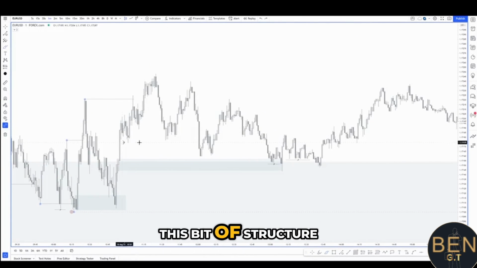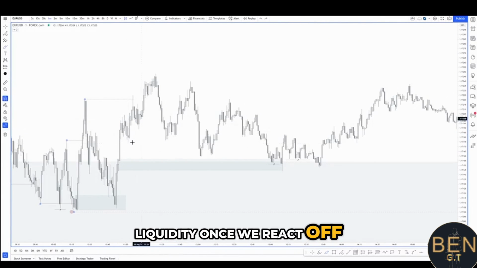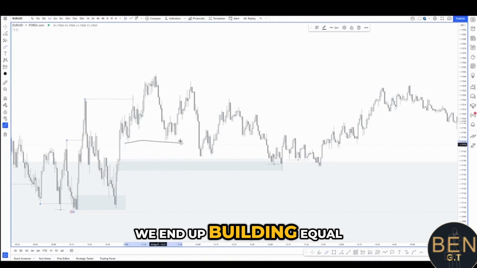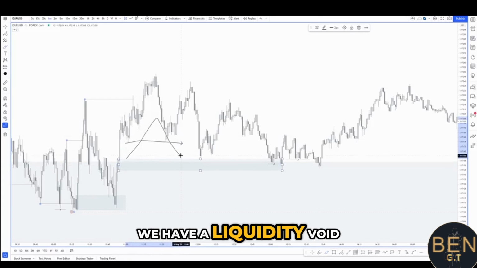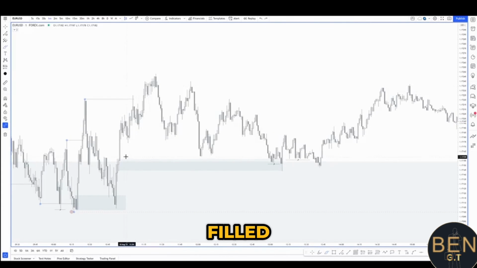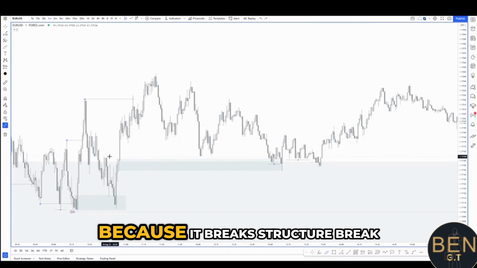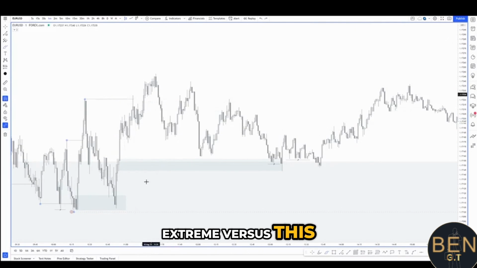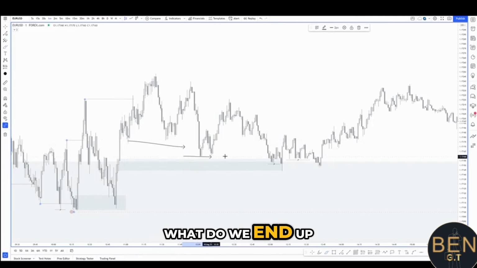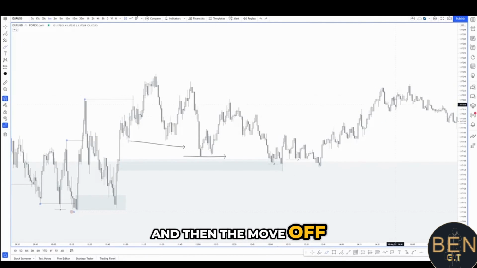If we look at this bit of structure, we can see that we're starting to build trendline liquidity. Once we react off of this, what do we end up building? We end up building equal lows, therefore sell side liquidity. We have a liquidity void that needs to be filled. Most of it gets filled in that respect. Then we have this demand zone because it breaks structure. This is also at the extreme versus this. There really isn't a whole lot of liquidity. As price continues moving on, what do we end up doing? We drop a lot of inducement before we get the real tap and then the move off to the upside.